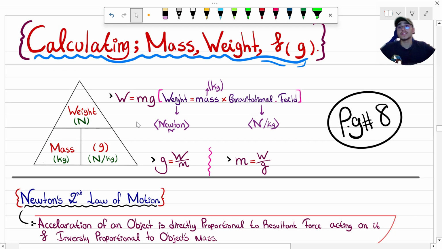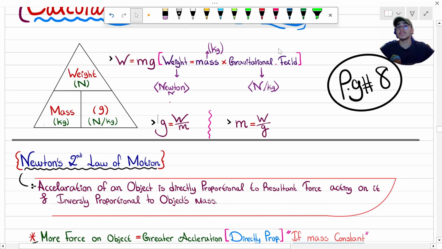To calculate weight, weight is equal to mg: weight is equal to mass times gravitational field, where weight is in newtons, mass is in kilograms, and gravitational field is in newtons per kilogram. So if your mass is 10 kilograms, your weight is going to be 10 times the gravitational field, which is also 10, so weight is going to be 100. If you want to calculate g, it is equal to w over m, and if you want to calculate mass, it's equal to w over g.